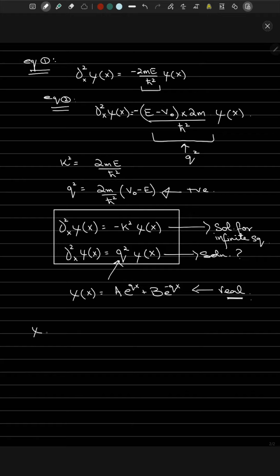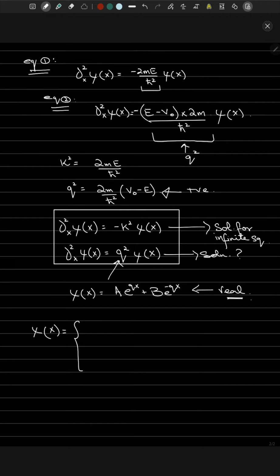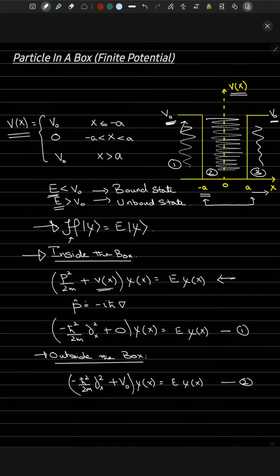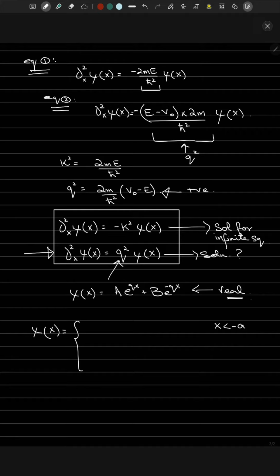Okay, so now what I can do is I can basically write down the general solution to this problem as a piecewise function, just as I wrote the potential energy function as a piecewise function. So you would have, for x less than minus a, the outside of the box. So the differential equation would be this one, the q one, and the solution to that is a e power qx plus b e power minus qx, right?